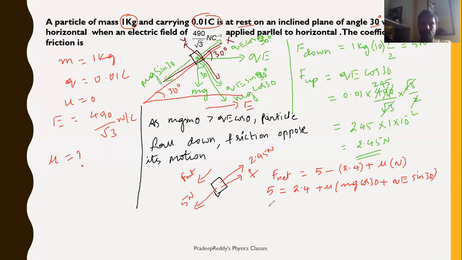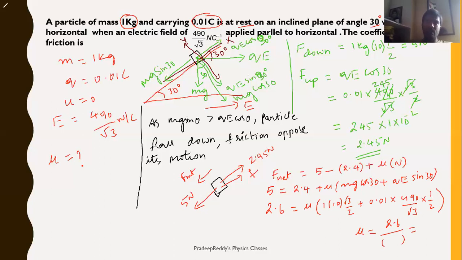5 minus 2.4, this will be 2.6, is equal to mu into mg cos 30. mg is 1 into 10, cos 30 is root 3 by 2, plus qE is 0.01 into 490 divided by root 3, into sin 30 is 1 by 2. Now this total term comes to the other side, so you will write it as mu is equal to 2.6 divided by this particular term.